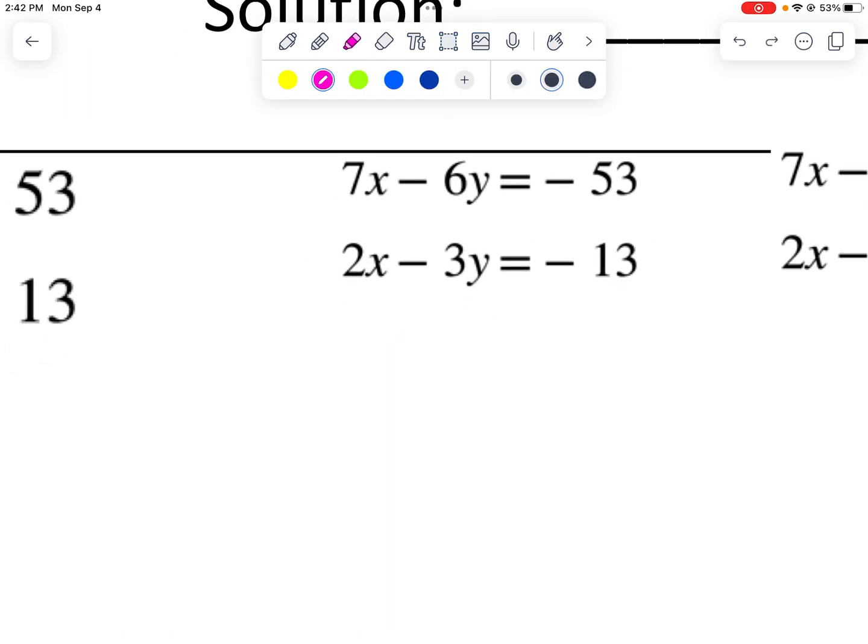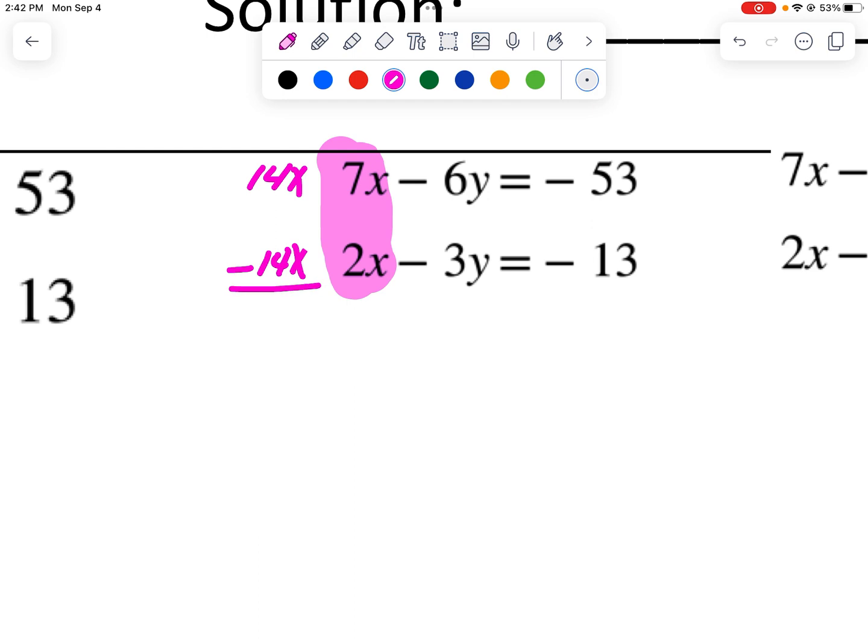If I decide that I want to get rid of the x's, I need to come up with a 14x and a negative 14x because I need to get no x's, okay? And the first number that 7 and 2 go into is 14. So to do that, I would have to multiply this problem by 2 and this problem by negative 7. That's a whole lot of math.